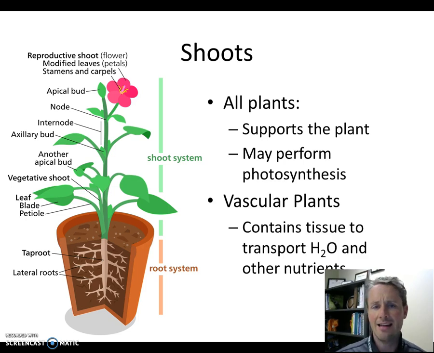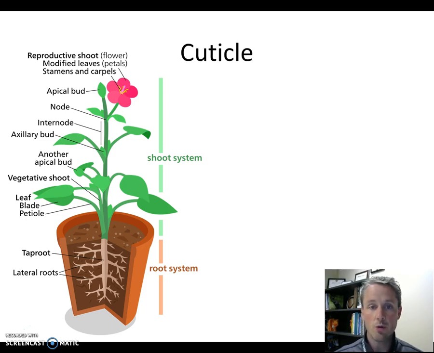All right. Again, in some plants, the vascular plants, the shoots are going to be important for transporting water and other nutrients throughout the plant. But the common function that all plants share for their shoots is providing structural support. So that's pretty straightforward. Let's move on to another structure called the cuticle.